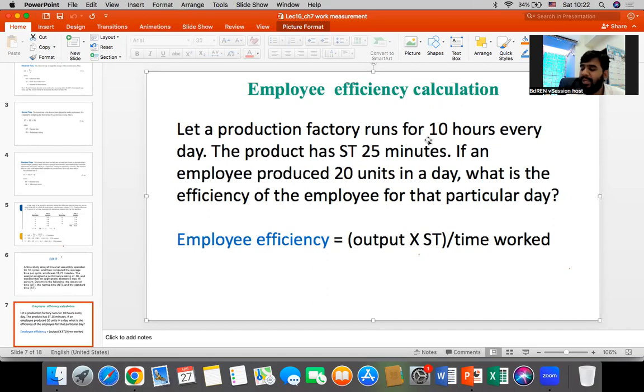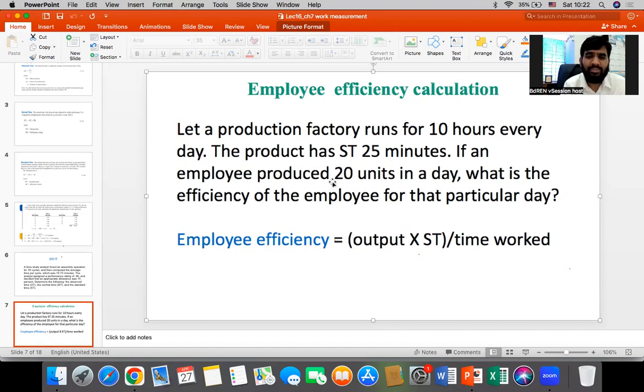So what is the answer? What is the efficiency rate? Can you calculate? 0.83. So efficiency rate is 83%. Does it mean? Yes, sir. Efficiency of the employees is 83%.